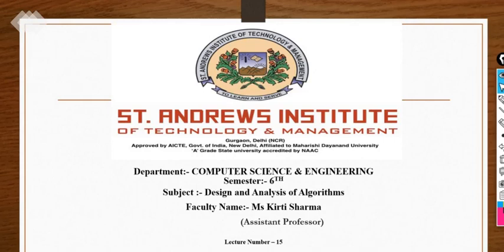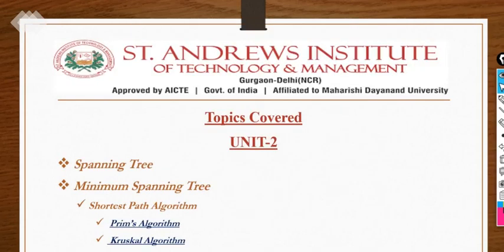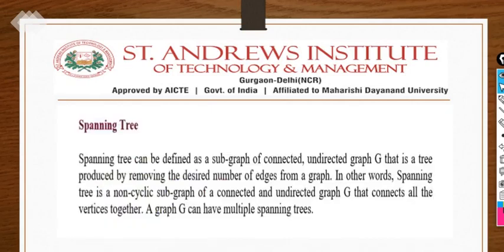Today in the lecture series of design and analysis of algorithms, we will discuss the topic spanning tree and minimum spanning tree, and you can find the shortest path or minimum cost spanning tree values with the help of two algorithms. The most renowned algorithms, which are based on the greedy approach, are Prim's and Kruskal's algorithm. So we will discuss all these things one by one in this lecture. Let's start with the spanning tree.